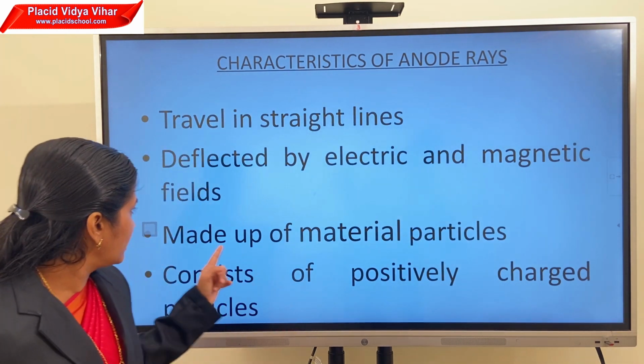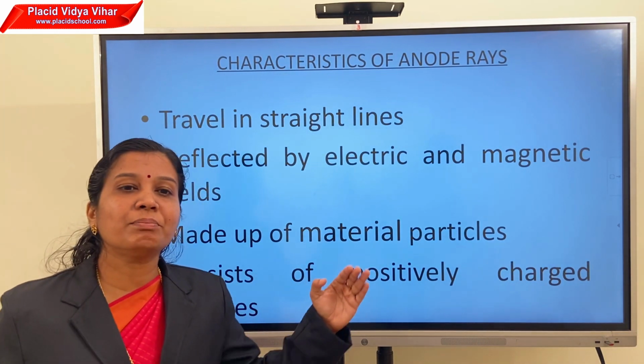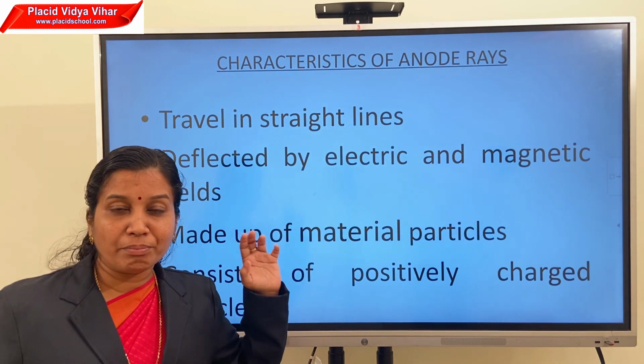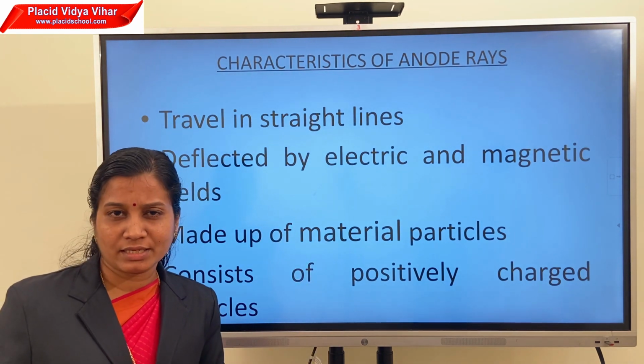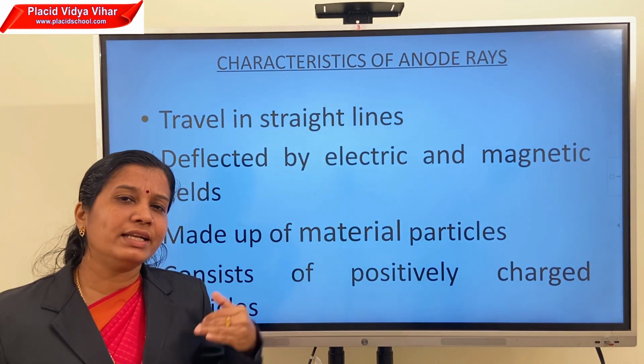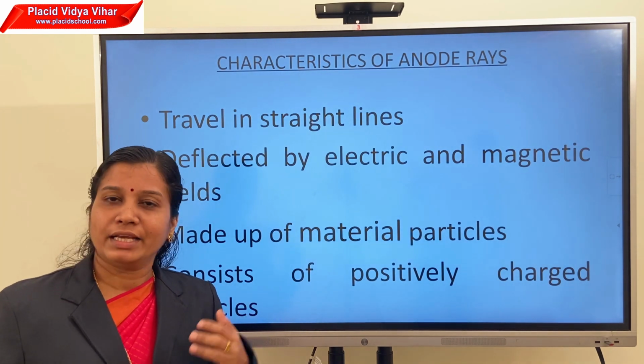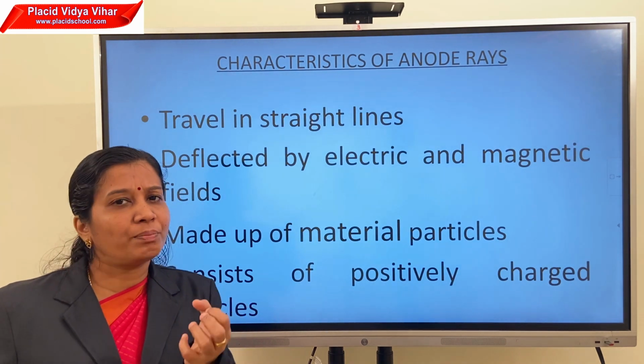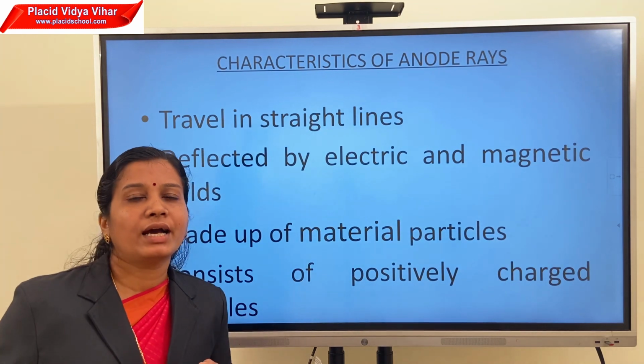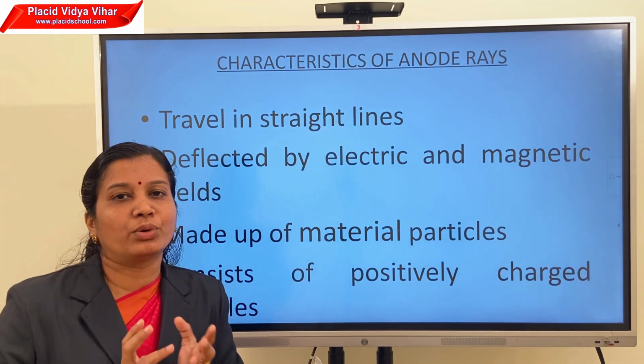The third point, made up of material particles. Anode rays are made up of material particles. So how can we say that it consists of material particles? Again, if we place a small paddle wheel in the path of these anode rays, the paddle wheel rotates.